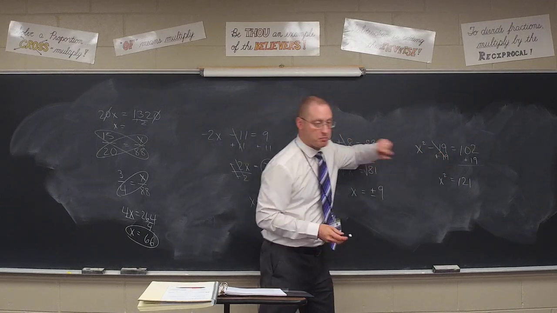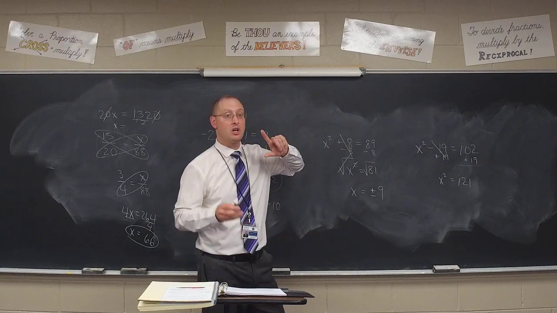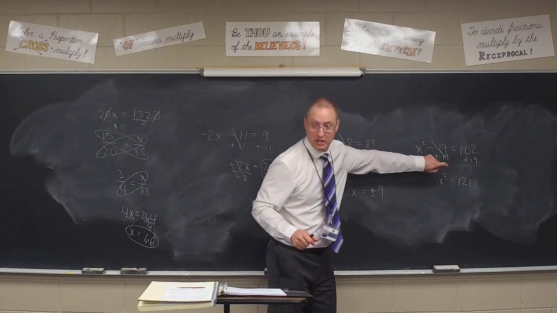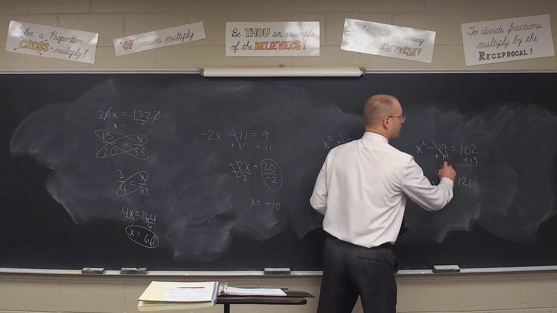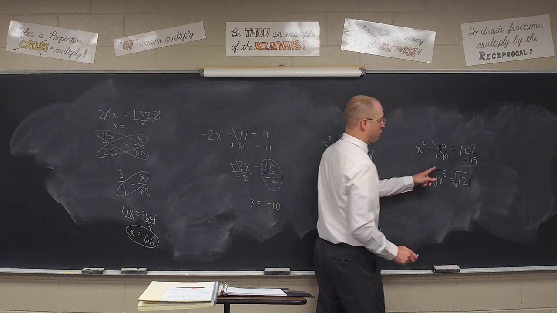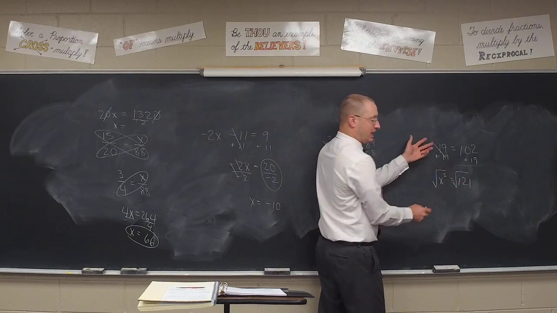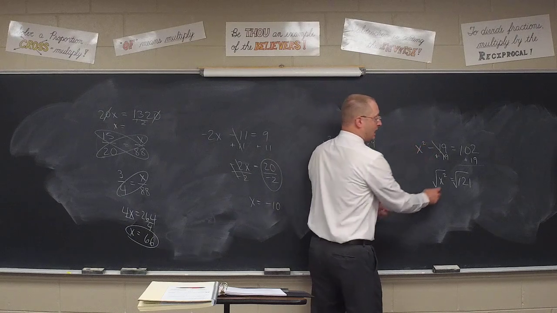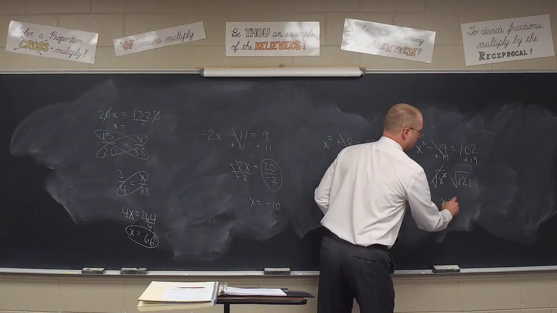How do I get rid of that little exponent? Square root. What do I do, Ben, to get rid of the exponent? Square root on both sides. Now, the square root and the square are going to cancel, just like the positive and negative 19, because they're opposites. Square and square root are opposites, they cancel, there's my x.